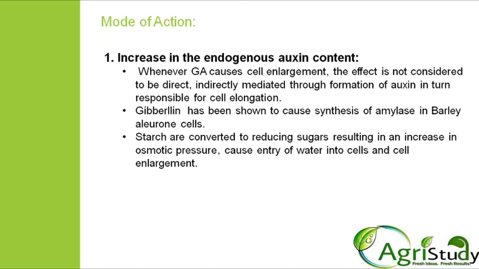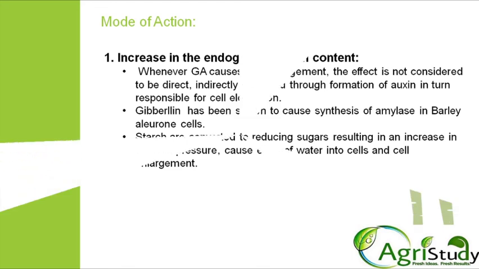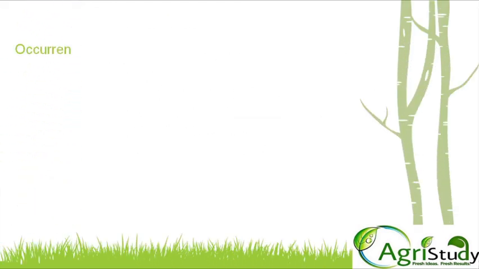Starch is converted to reducing sugars, resulting in an increase in the osmotic pressure, which causes the entry of water into cells, and the cell enlarges. See, starch is converted to reducing sugars. When they are converted to reducing sugar, the osmotic pressure automatically increases. As a result, the cell wall becomes weakened and water gets entry into it. That's what happens. I have completed the mode of action.